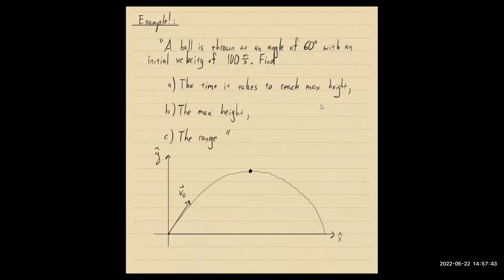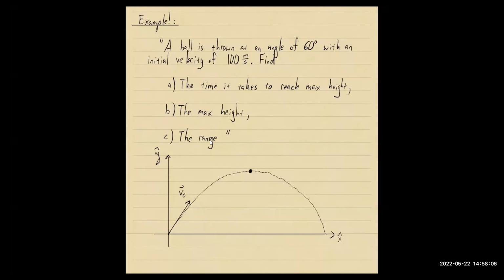All right, so here's an example to help us get used to projectile motion. In this example, it says that a ball is thrown at an angle of 60 degrees with an initial velocity of 100 meters per second. The problem wants us to find the time it takes to reach the maximum height, as well as the range. So how far this ball is actually thrown.